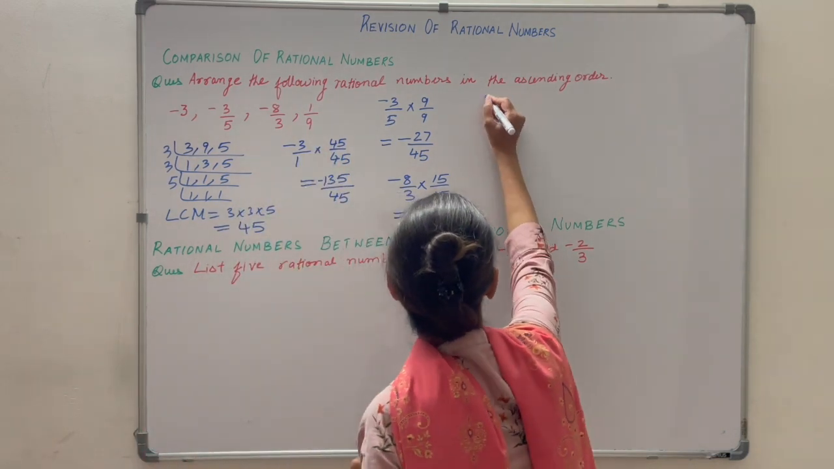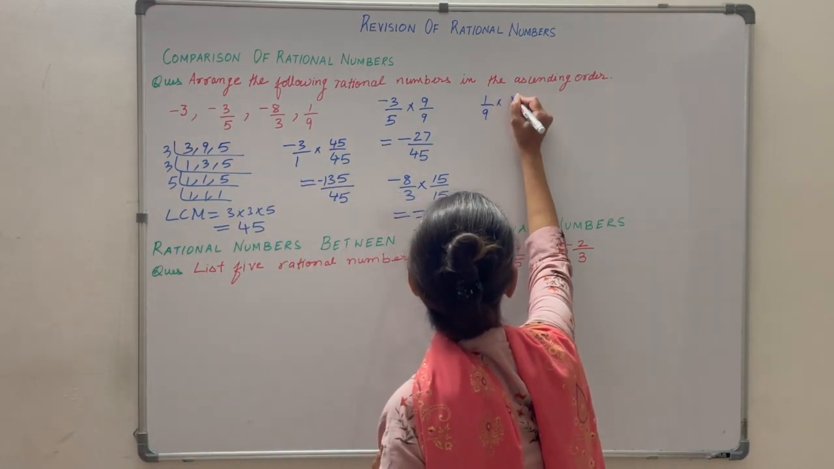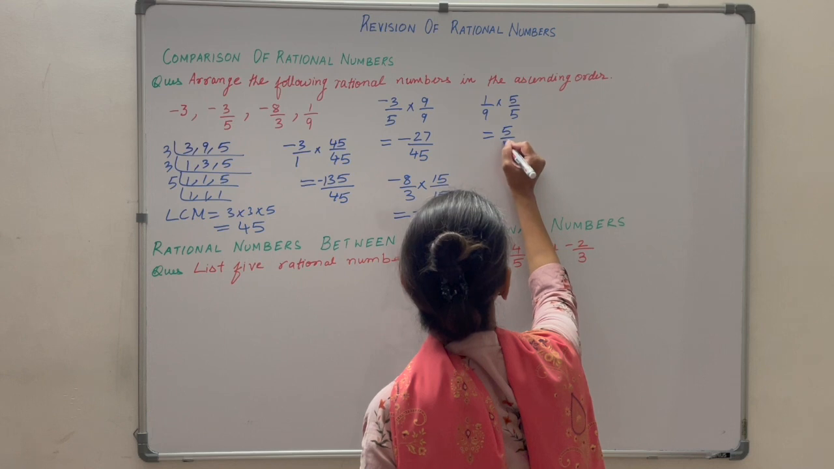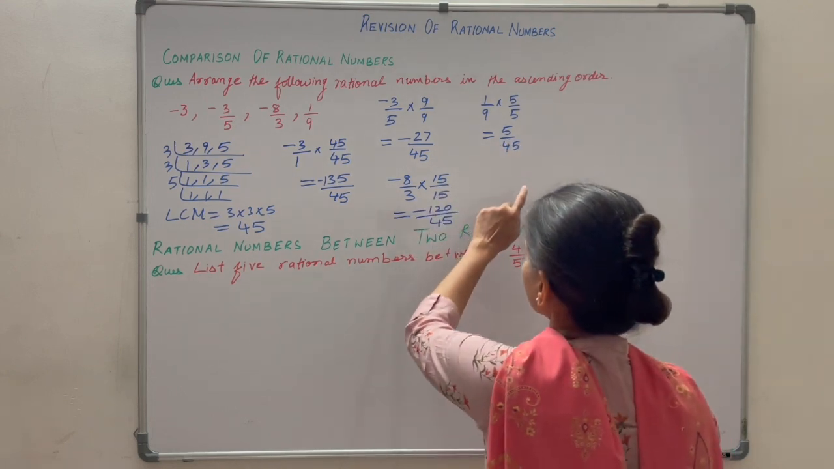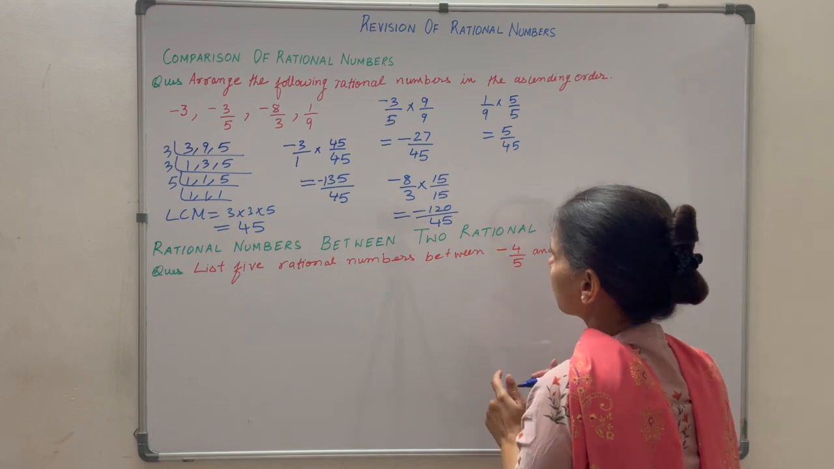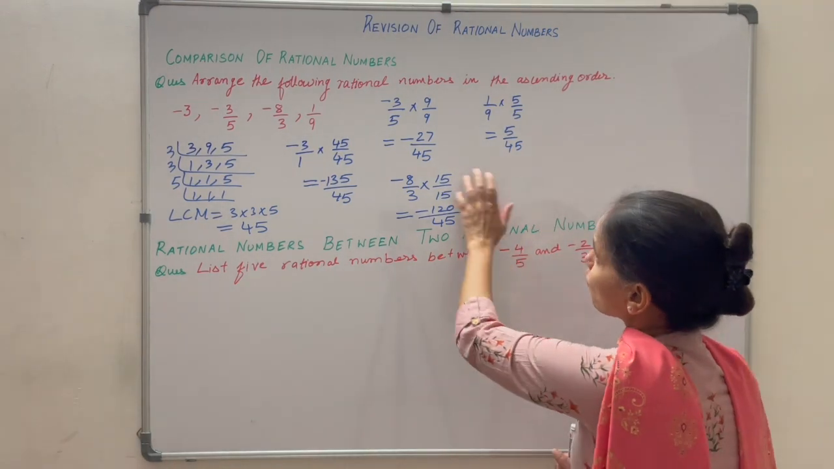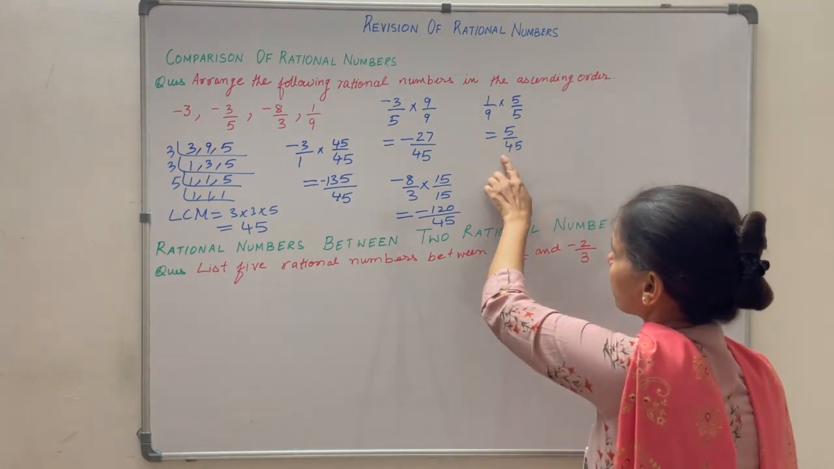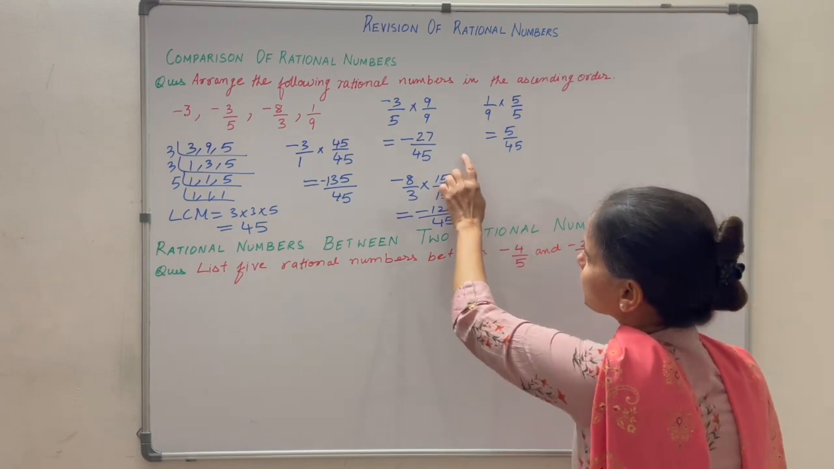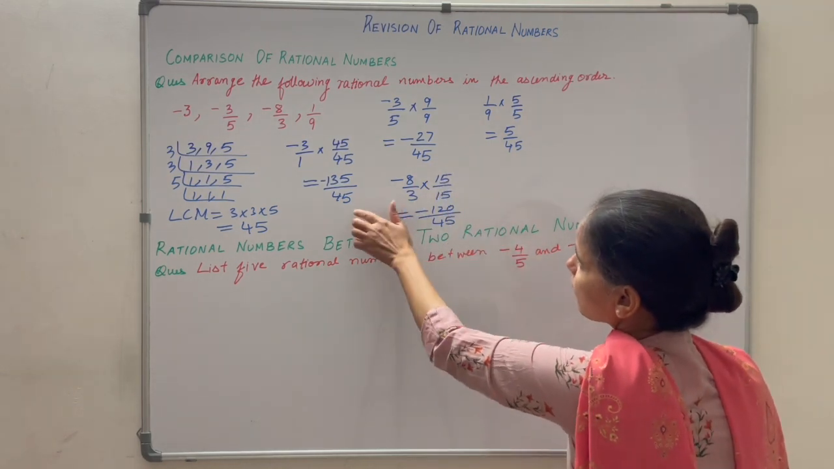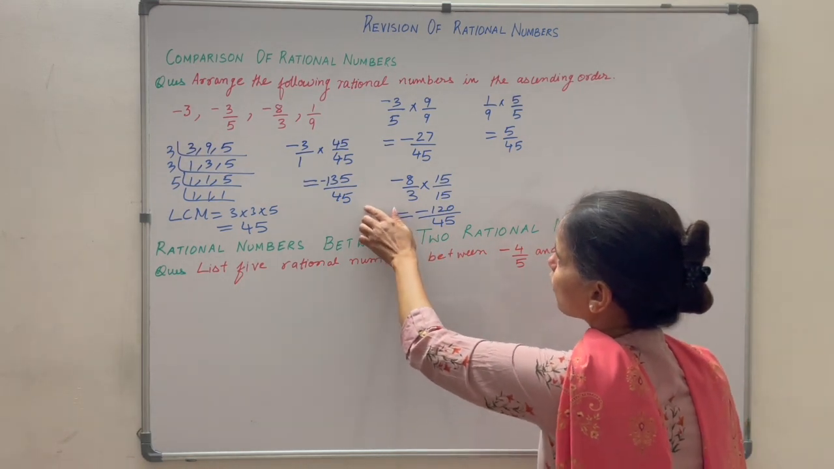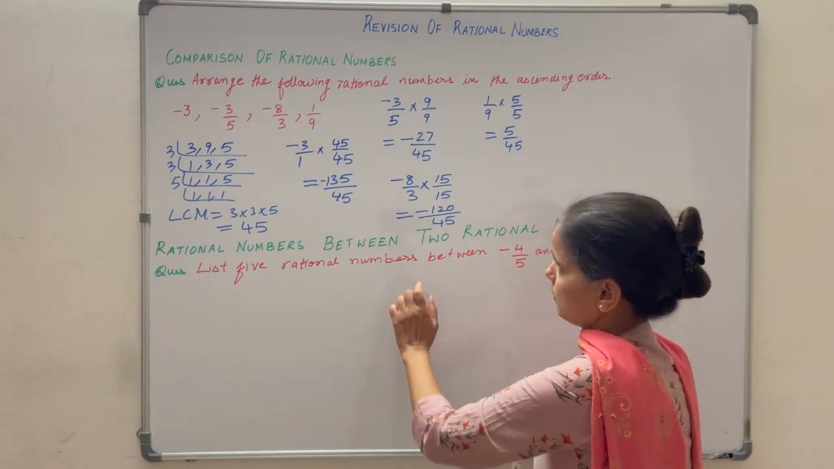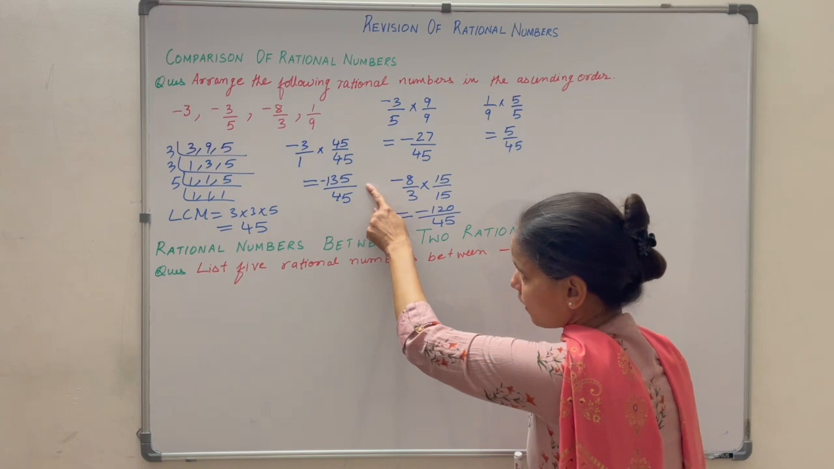Now you have 1 upon 9. Here you have to multiply both numerator and denominator by 5. So what do you get here? 5 upon 45. Now you have to arrange all these numbers in ascending order. Let us see which out of all these 4 rational numbers is the smallest. 5 upon 45 is the positive rational number, so it is going to be the greatest of all because the rest 3 are negative. Now you need to find out which of these 3 is the smallest. For that you need to see the numerators. Here the numerator is minus 135.